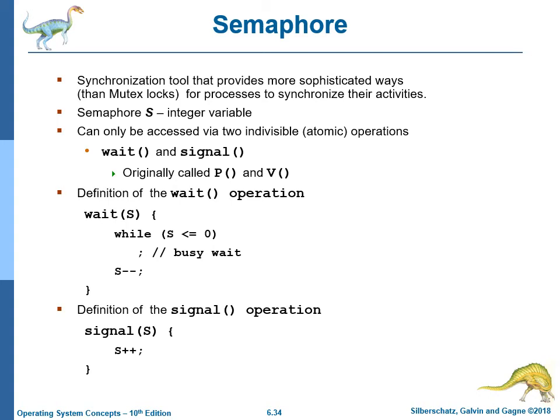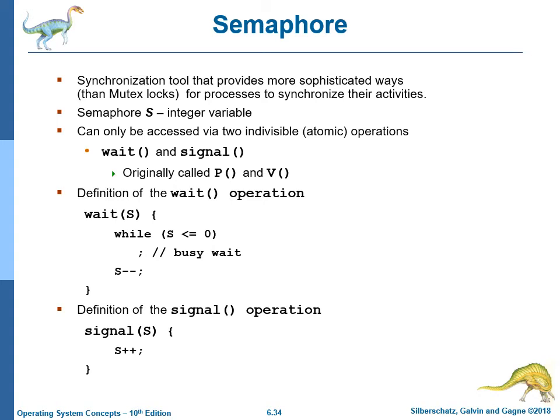Now we go to semaphores. Semaphores are almost the same as mutex locks. We use the mutex lock concept, but we improve on it to be more robust. It is a robust tool that can behave similarly to mutex locks, but can provide a more sophisticated way for processes to synchronize their activities.